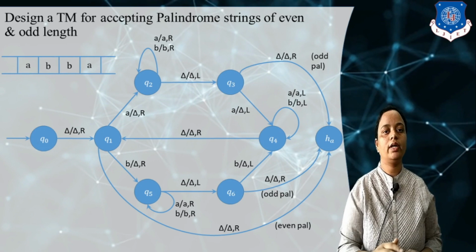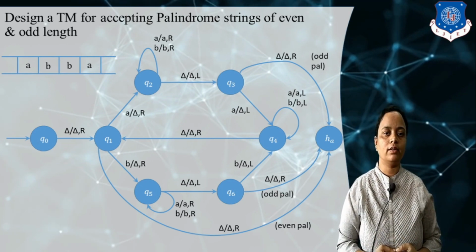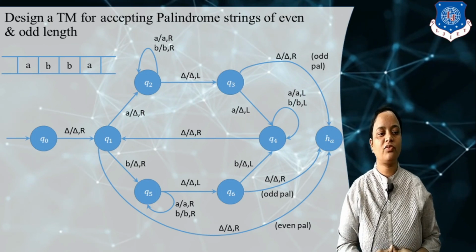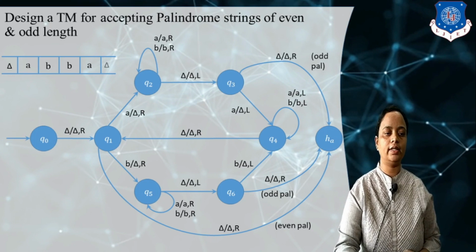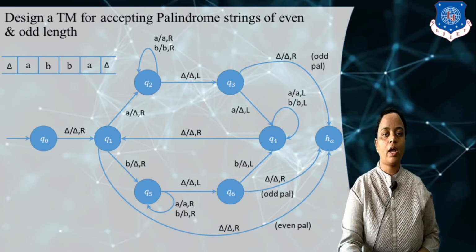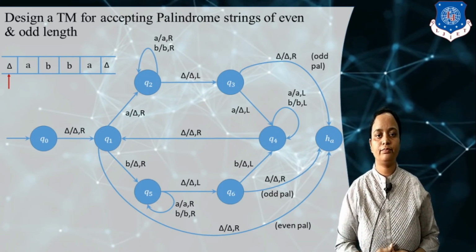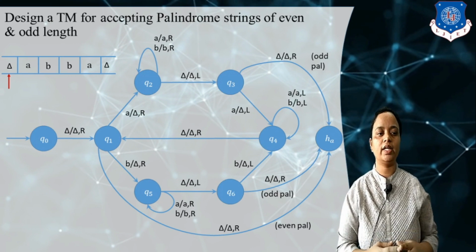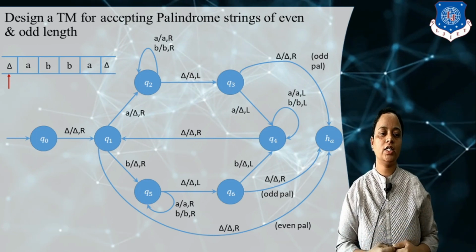Okay. Now let us understand this state transition diagram by using an example. Here I have taken the input string A, B, B, A, and the empty cell is denoted by delta. As we know, our tape head is always pointed to the left end of the input string, which is a delta. First of all, we are at the initial state q0.